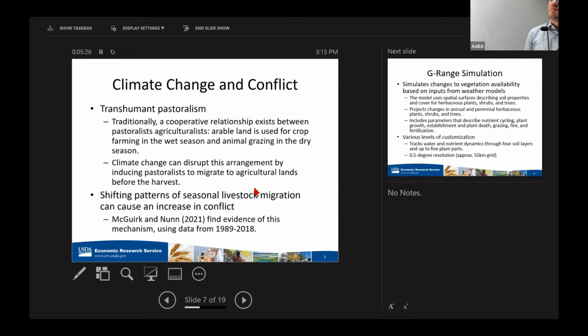McGuirk and Nunn find evidence of this mechanism using quite a few years of data. And this is an important tangential mechanism that's occurring when we think about the influence of climate change on livestock, and in particular through a mechanism of causing increased conflict.